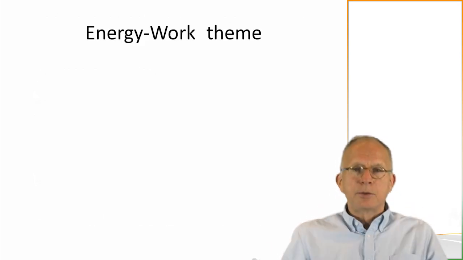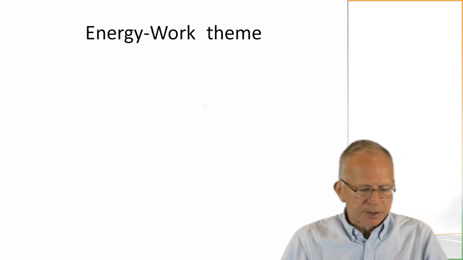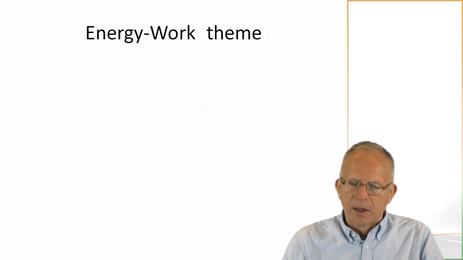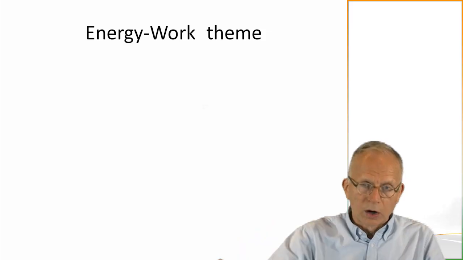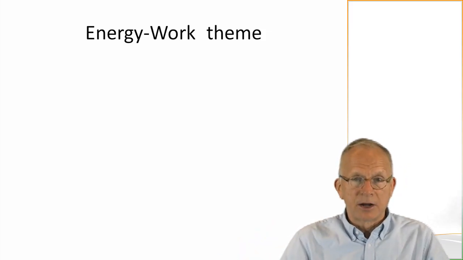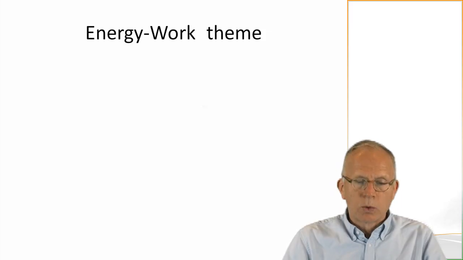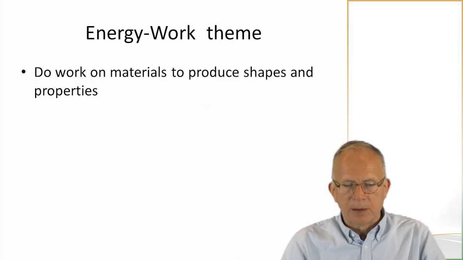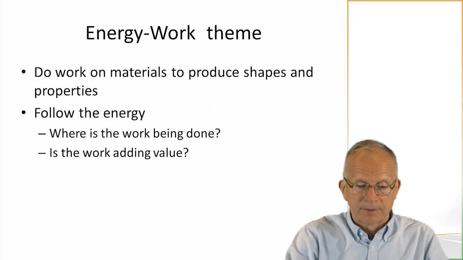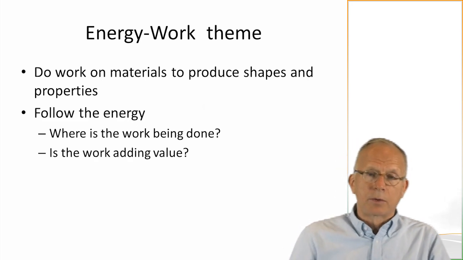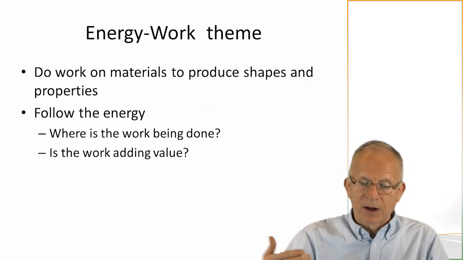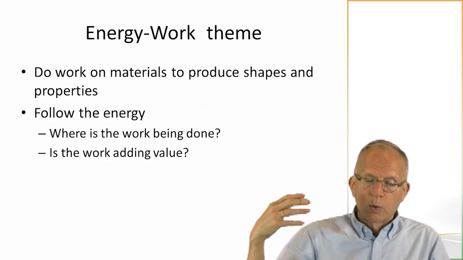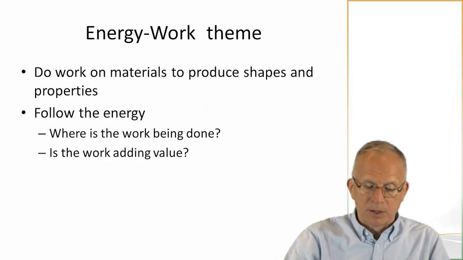So what sorts of themes should we be using as we try to decompose this problem of analyzing manufacturing processes and understand what's going on? Well, if we're supplying energy to do work, and this is what has to be done in order to add value, then energy and work seem like a good theme. We're doing work on materials to produce shapes and properties that a customer would value. So one of the things we can do when analyzing manufacturing processes is to follow the energy. The energy initially usually comes from outside someplace, and where is the work being done, and where is the value being added?